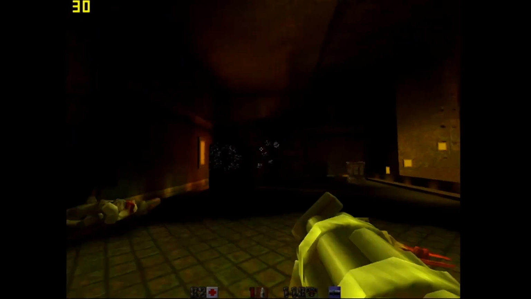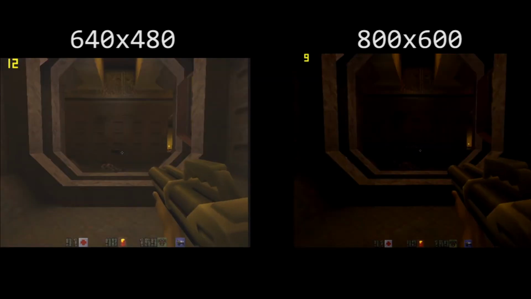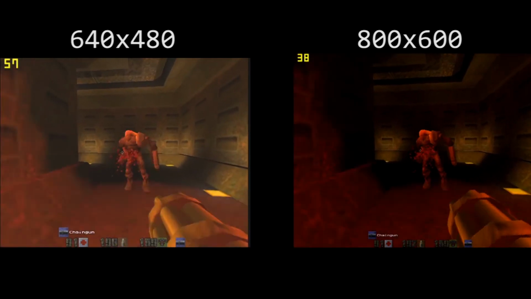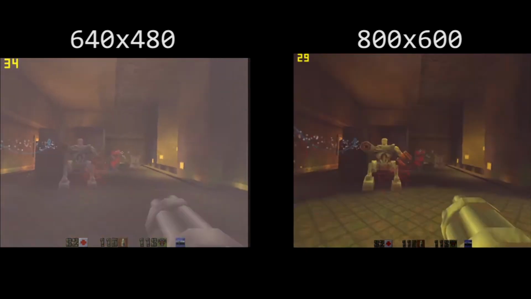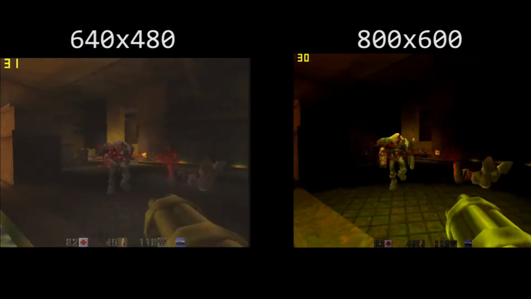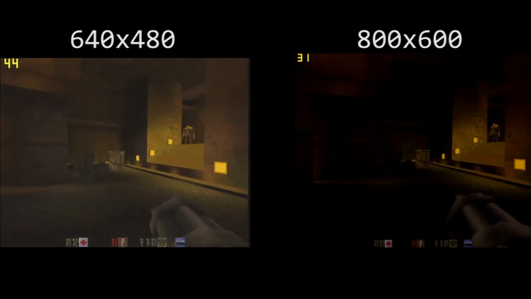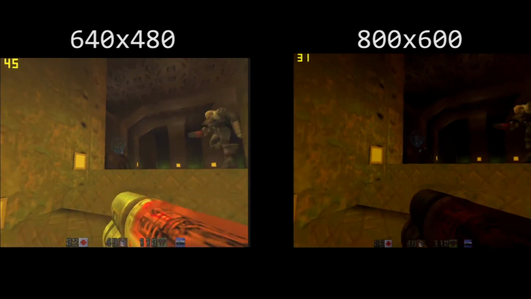It also highlighted an interesting artifact of the lighting setup. You can see here that when using 640x480 with the OpenGL renderer, the lighting is brighter than the 800x600 resolution. I'm not sure what's going on here and why the 800x600 OpenGL version is much darker. If anyone knows, please let me know in the comments.